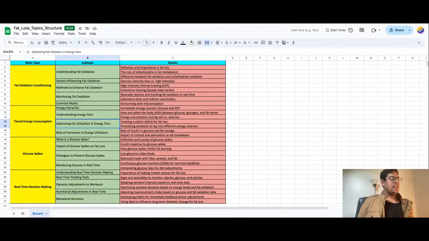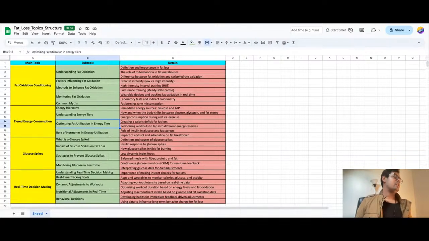You have to make dynamic adjustments to your workout. Based on the real-time data, you have to adjust your workout intensity, duration, and rest periods to maximize fat burn. For example, if your energy is low, you might reduce the intensity or take longer rest periods.